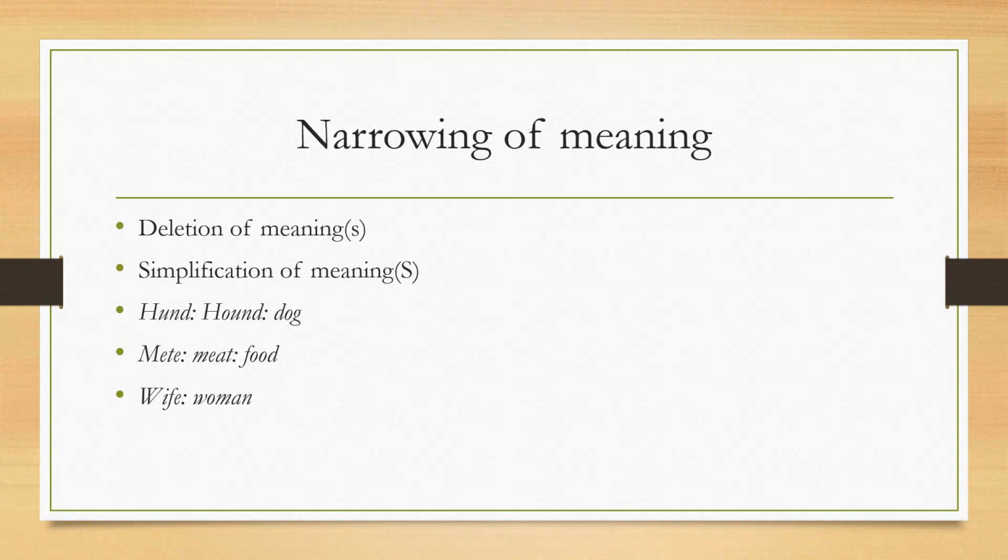When the meaning of a particular lexical item is narrowed down, some meanings associated with it are deleted, so that it means only a particular thing, or it only has a particular conceptual or associative meaning. Similarly, we have some examples here. The word hound earlier meant any breed of dog. So dogs in general were referred to as hounds.